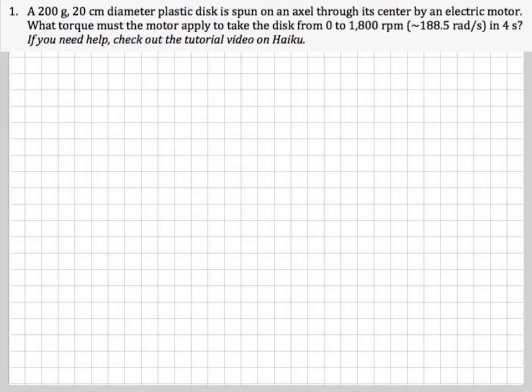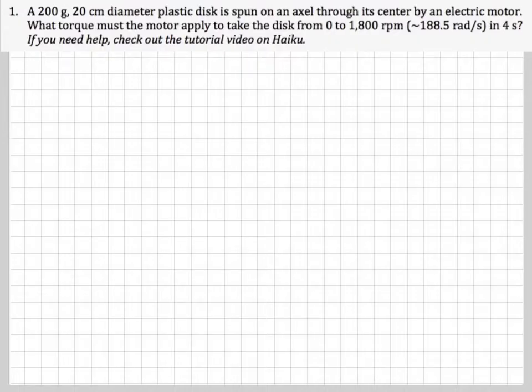And it says a 200 gram, 20 centimeter diameter plastic disc is spun on an axle through its center by an electric motor. What torque must the motor apply to take the disc from 0 to 1800 rotations per minute, which is about 188.5 radians per second, in 4 seconds?